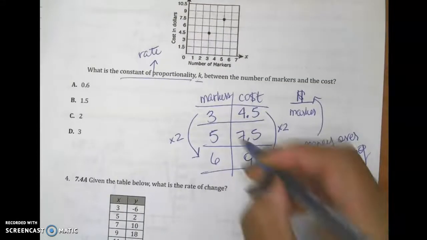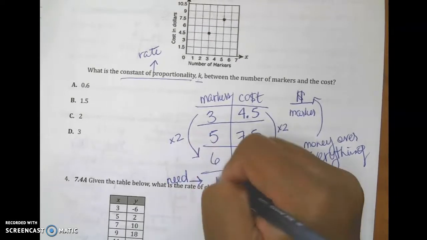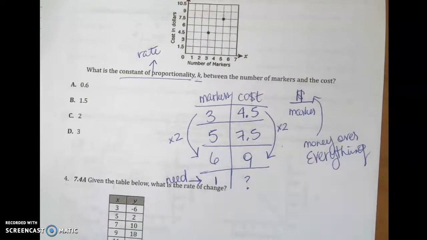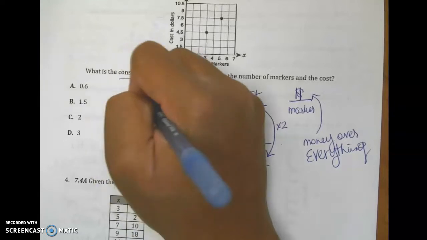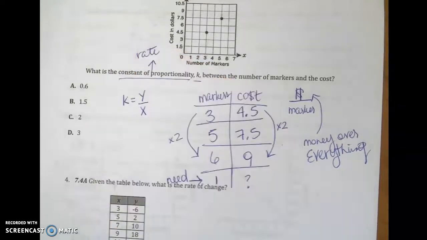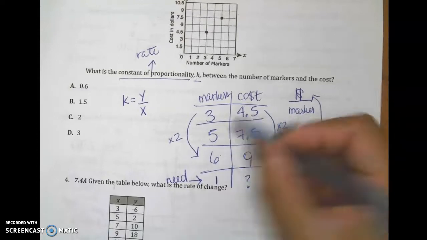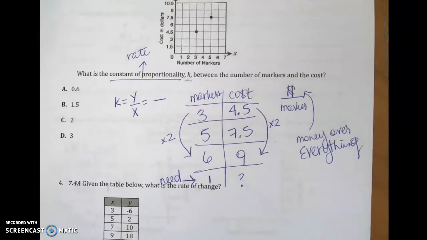I need to know how much it costs for 1 marker. That is my unknown. So in order to do that, according to my notes, k equals y divided by x. I have 3 different y's. I have 3 different x's. I can put them in a fraction, top in, bottom out, and find your answer.